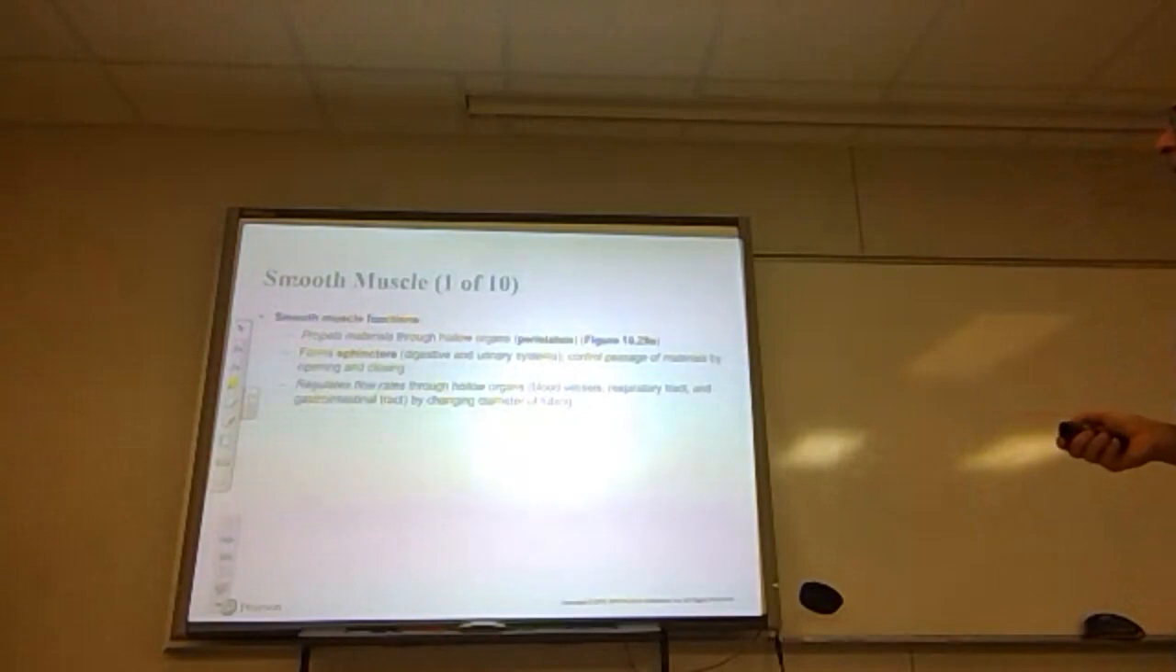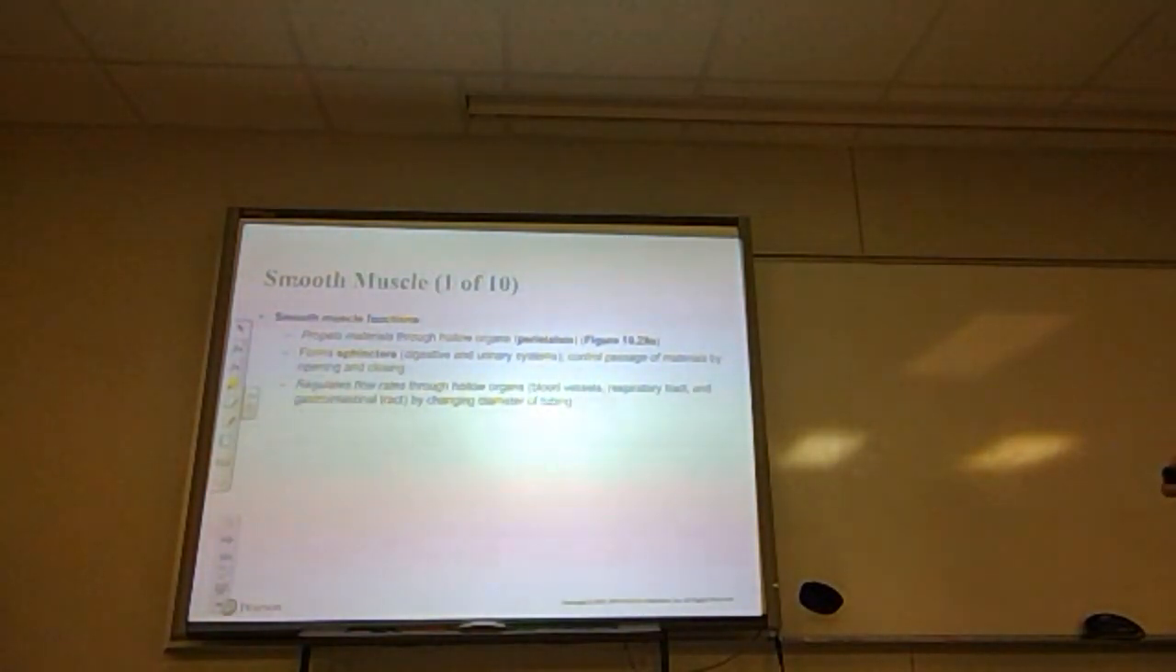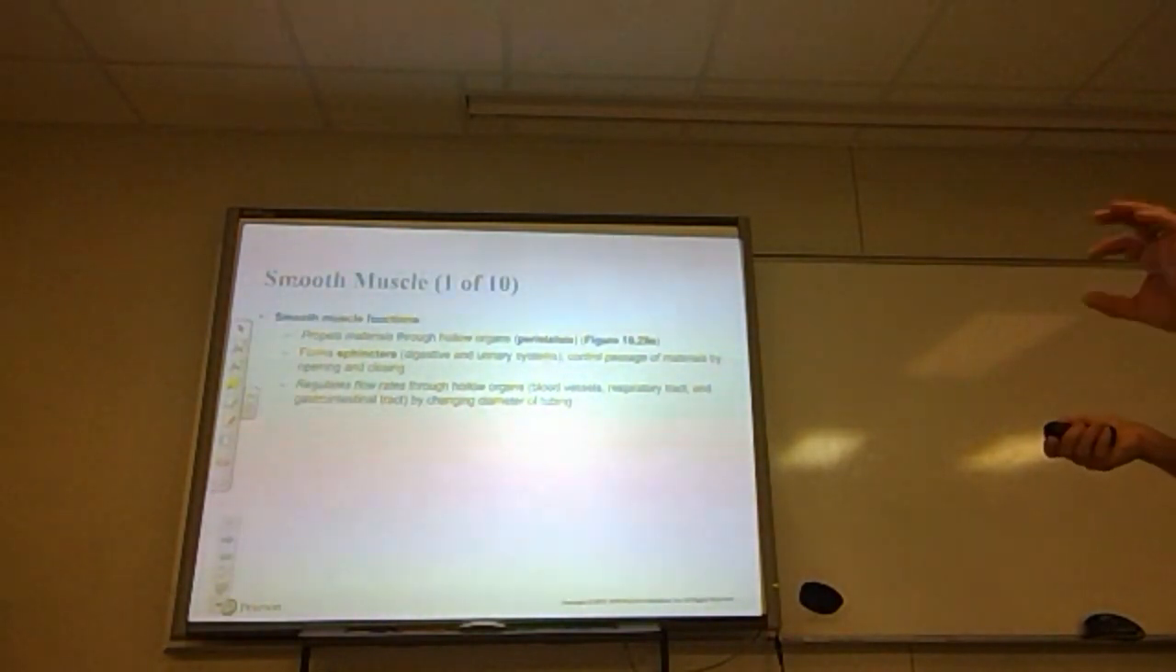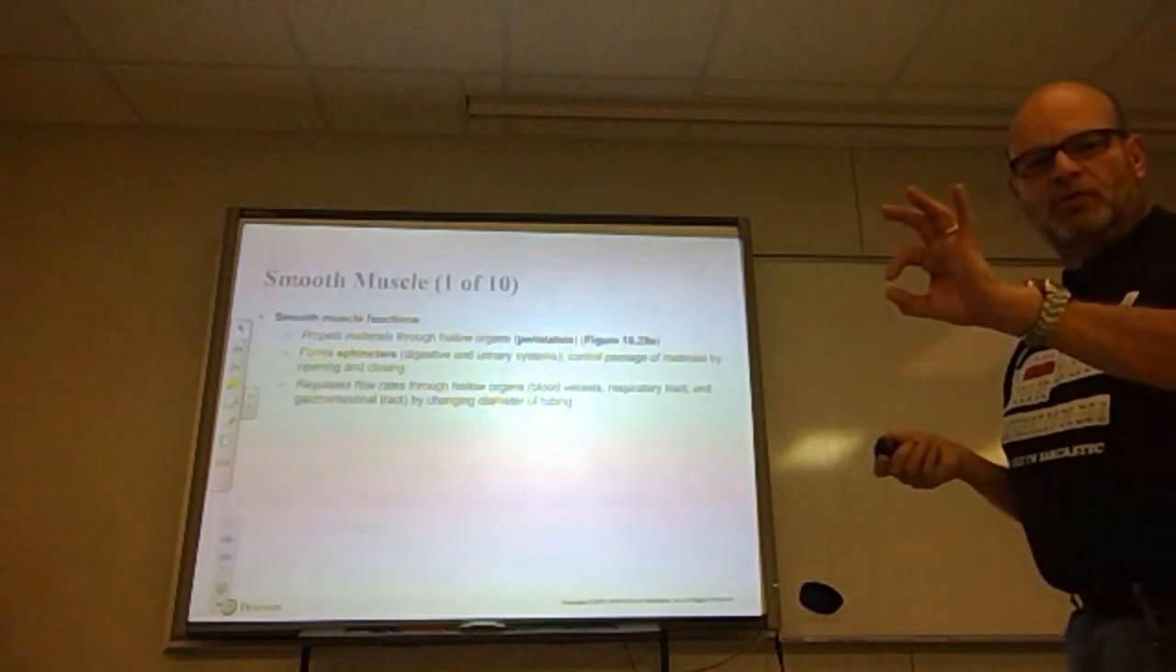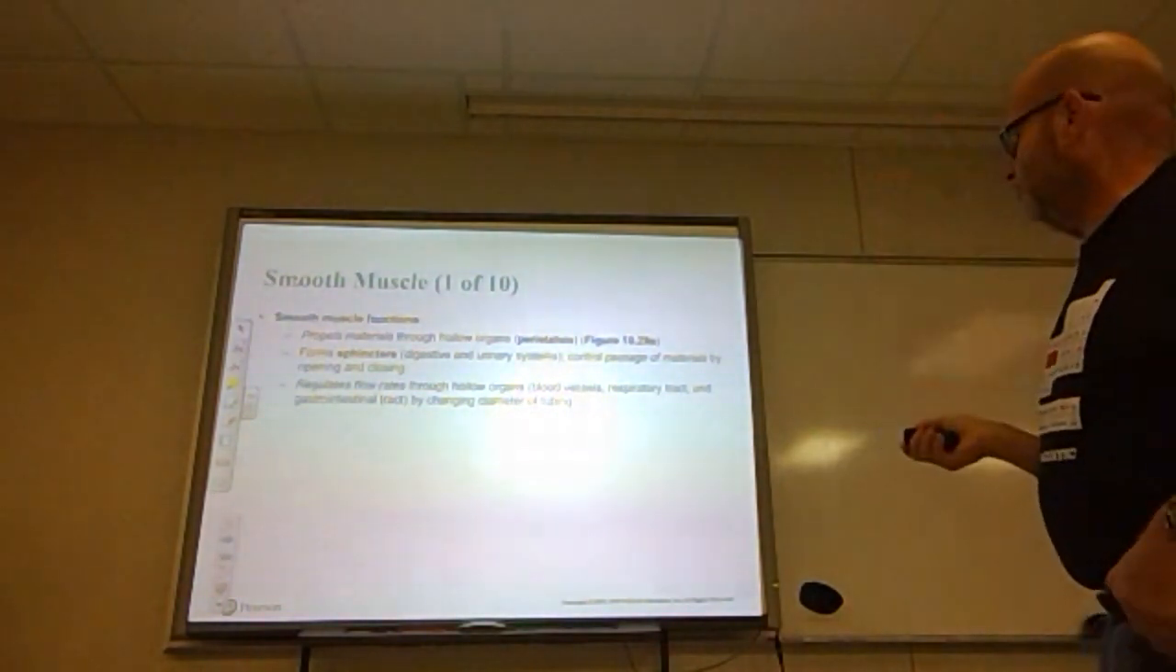So, smooth muscle propels material through the hollow organs. That is a process called peristalsis. It forms sphincter muscles in the digestive and urinary system, which control passage of materials by opening and closing, and regulates flow rates through the hollow organs like the blood vessels, the respiratory tract, and the gastrointestinal tract by changing the diameter of the tubing. The muscles contract, the tube gets smaller, the muscles relax, and the tube gets bigger.